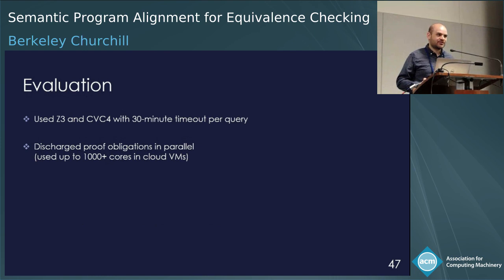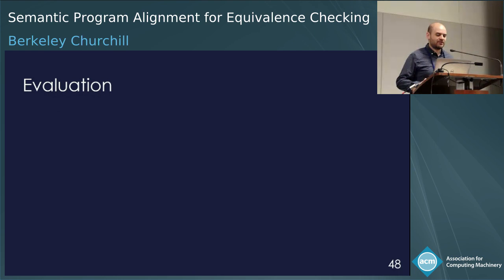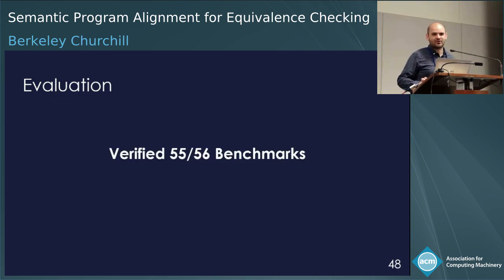We used Z3 and CVC4 solvers to discharge the proof obligations. We have a lot of proof obligations. We have a lot of conjuncts in these invariants. So we actually discharged these in parallel on a number of machines. And we find that we can verify just about all of them.